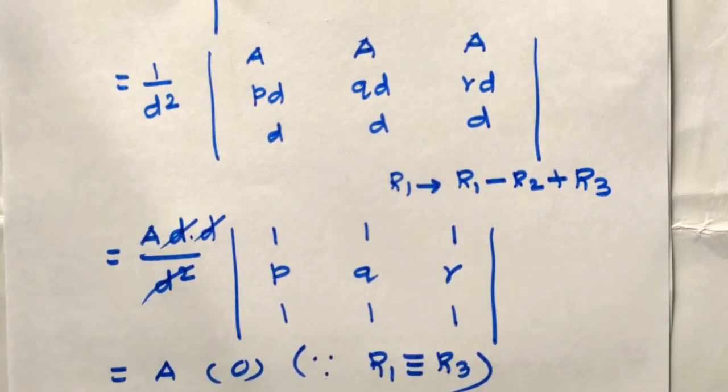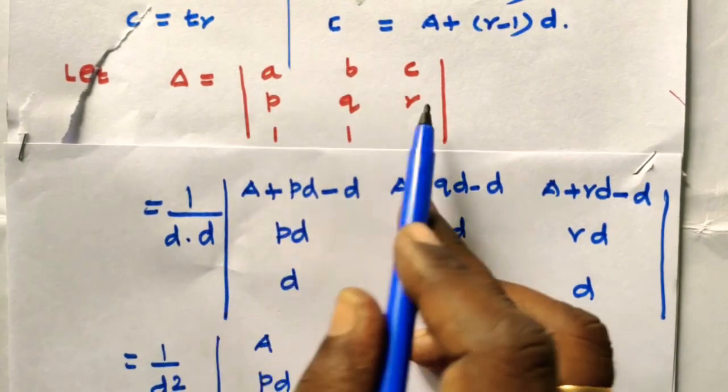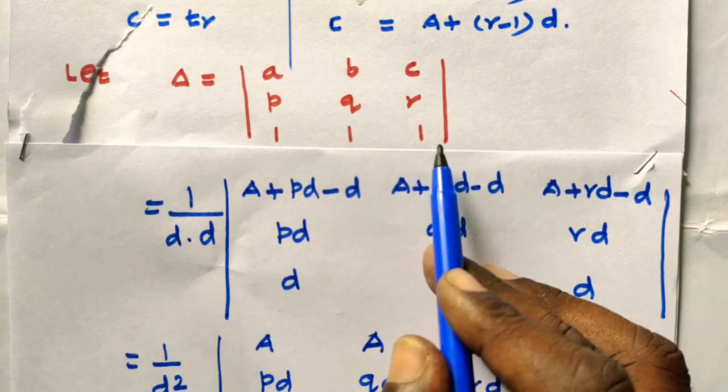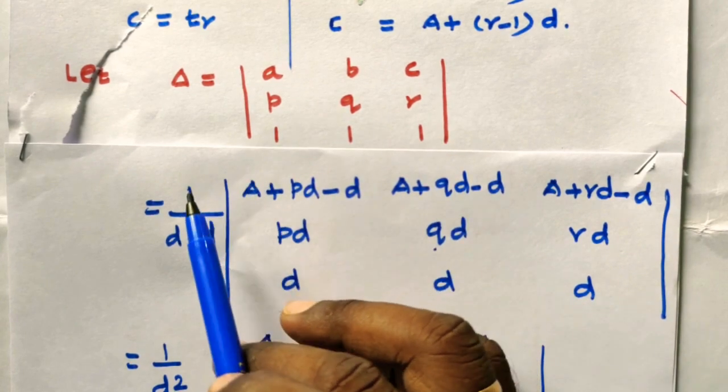Therefore the value of the determinant of a, b, c, p, q, r, 1, 1, 1 is equal to 0. a is Tp, b is Tq and c is Tr.